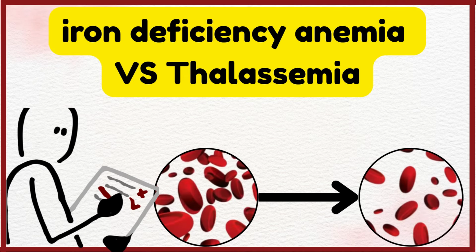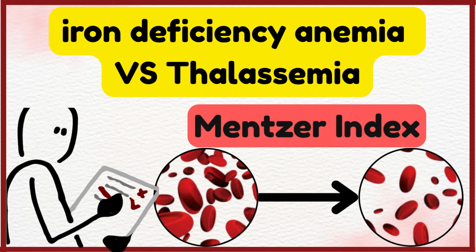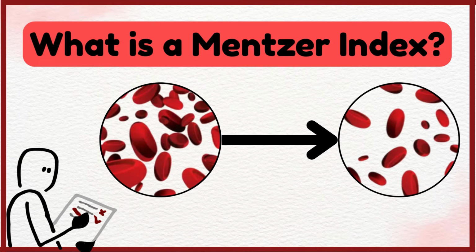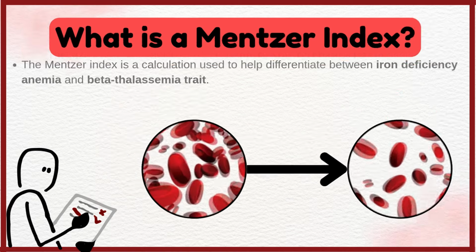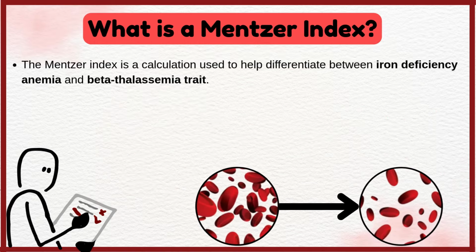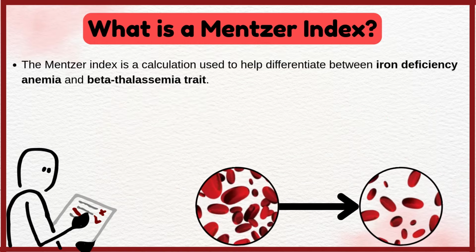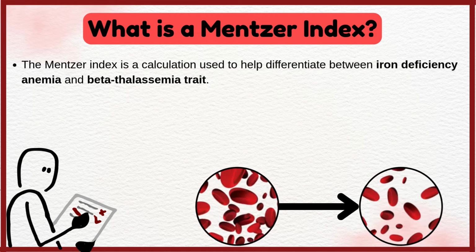Iron deficiency anemia versus thalassemia. The Mentzer Index. What is a Mentzer Index? The Mentzer Index is a calculation used to help differentiate between iron deficiency anemia and beta-thalassemia trait.